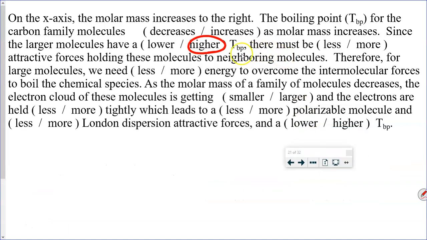So let's keep going then. Since the larger molecules have a higher boiling point, there must be more attractive forces holding these molecules to their neighboring molecules. Therefore, for large molecules, we need more energy to overcome the intermolecular forces to boil the chemical species.